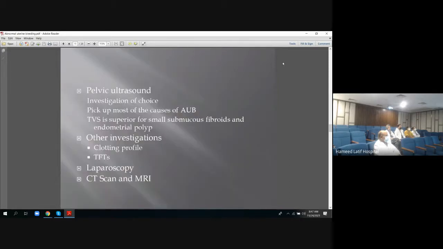Pelvic ultrasound is the investigation of choice in evaluation of the patient with abnormal uterine bleeding. Transvaginal ultrasound is superior for small submucous fibroids and endometrial polyps. These cannot be missed, as they can be missed on abdominal ultrasound. Coagulation profile and thyroid function tests.